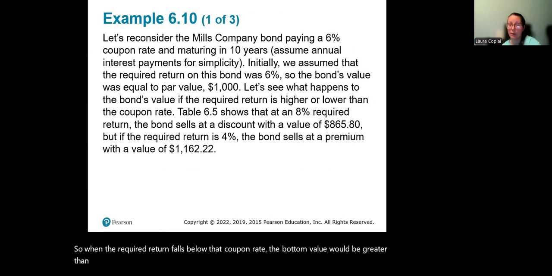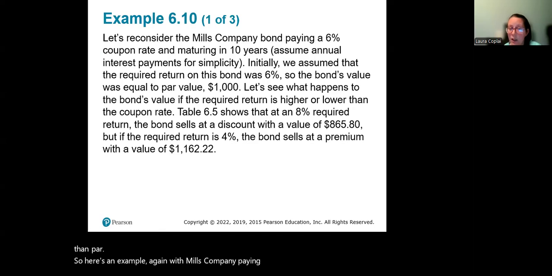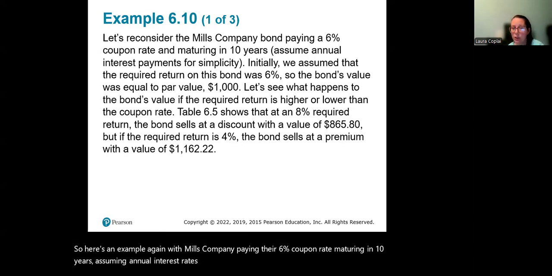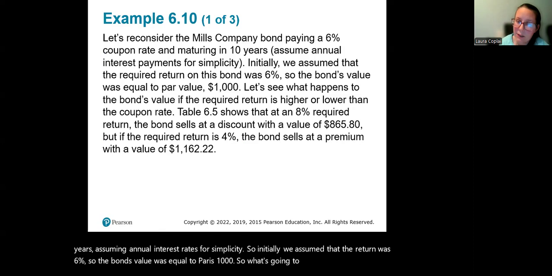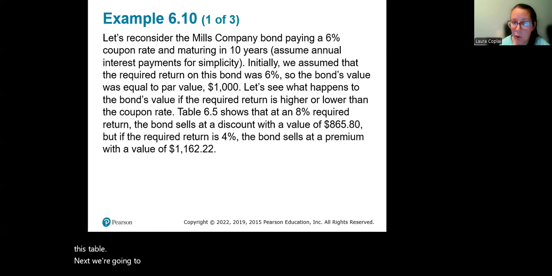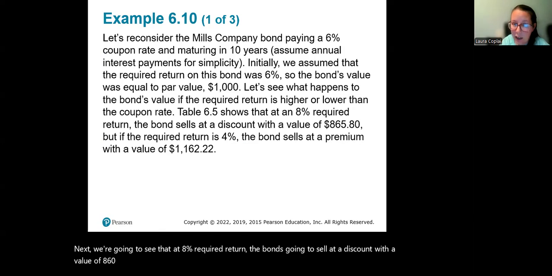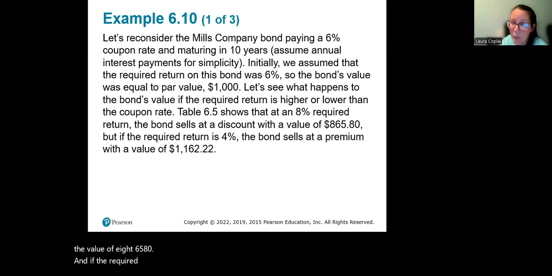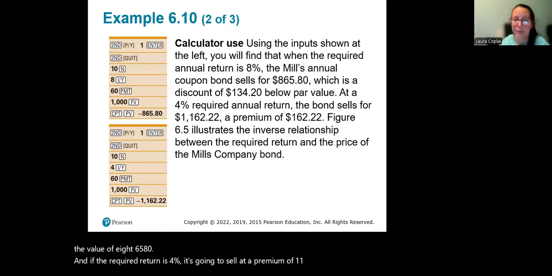So here's an example again with Mills Company paying their 6% coupon rate maturing in 10 years, assuming annual interest rates for simplicity. So initially we assumed that the return was 6%, so the bond's value was equal to par as 1,000. So what's going to happen if the bond's required return is going to be higher or lower than that coupon rate? So if we look at this table next, we're going to see that at 8% required return, the bond's going to sell at a discount with a value of 865.80. And if the required return is 4%, it's going to sell at a premium of 1162.22.